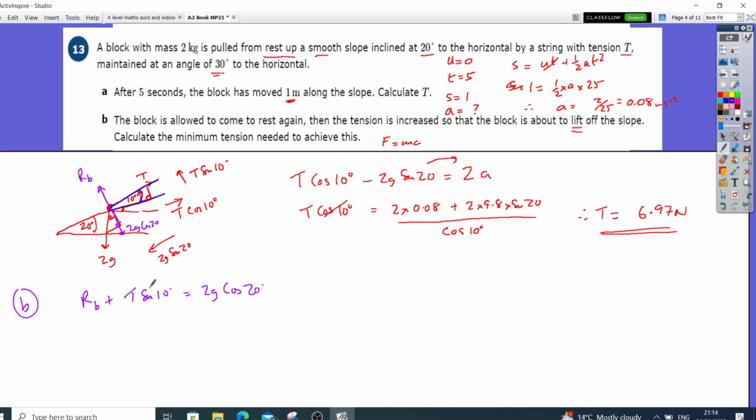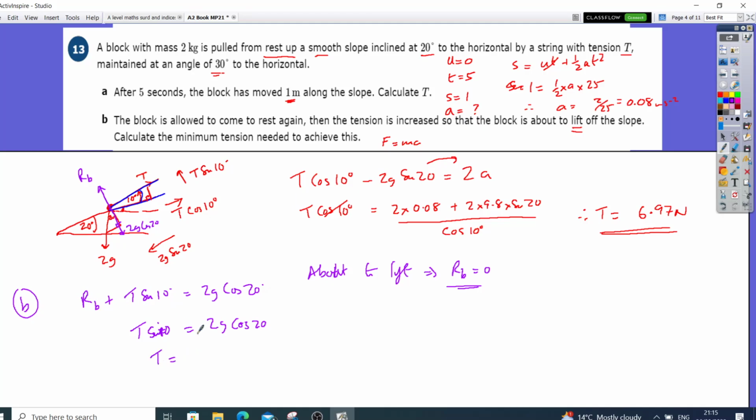Now in order for it to lift up, the minimum tension, when it lifts up, there's no contact force. So if I say about to lift, that will imply the contact force between that slope and the block will go to 0. Okay, because there's not going to be any contact. So that goes to 0. You'll just get that tension sine 10 degrees equals 2g cos 20, because that's gone to 0.